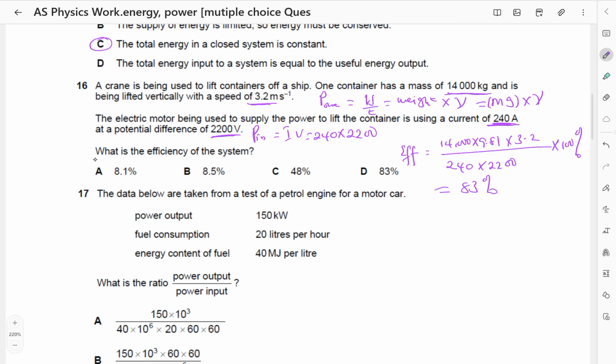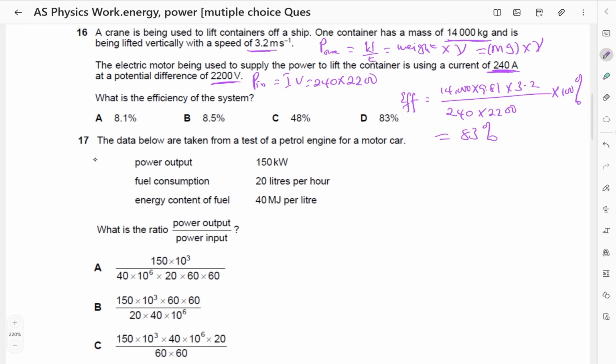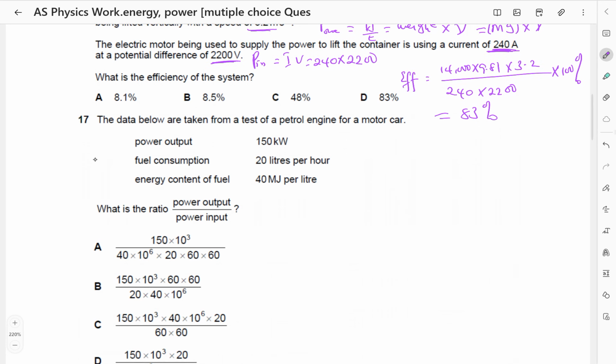The data below are taken from a test of a petrol engine for a motor car. Power output is 150 kilowatts. Fuel consumption is 20 liters per hour. Energy content of fuel is 40 megajoules per liter. So that means the energy input is going to be 20 liters times 40 megajoules, because each liter used in a time of 1 hour gives 40 megajoules. So power output is this one.